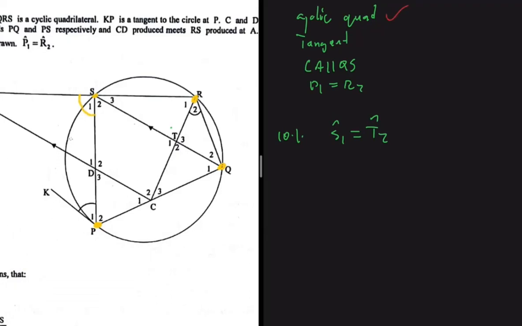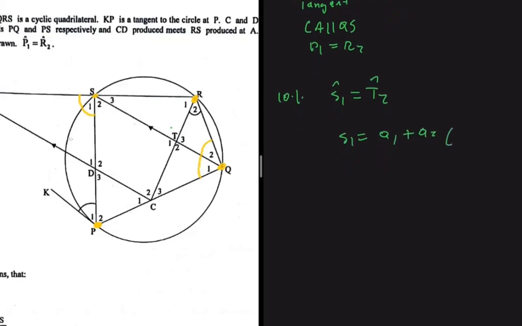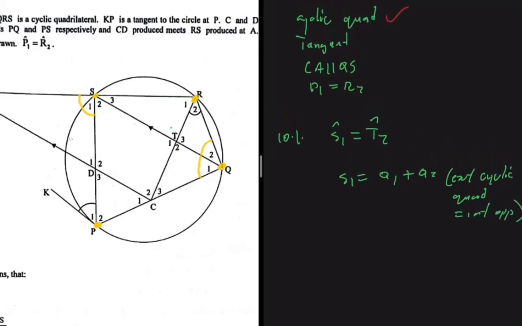So if it's an exterior angle of a cyclic quad, it should be equals to Q1 plus Q2, right? So S1 is equals to Q1 plus Q2, right? An exterior angle of a cyclic quad is equals to interior opposite, right? So we have exhausted the cyclic quad. Now let's look at T2, right? Because we're supposed to prove that S1 is equals to T2. S1 has no immediate connection with T2, right? So let's try other ways here.